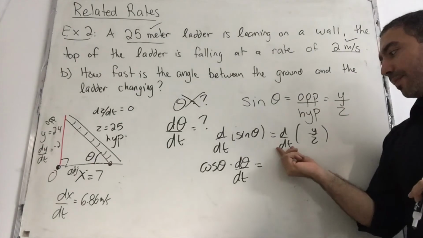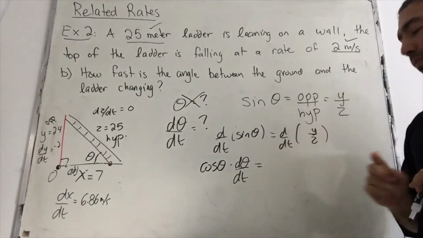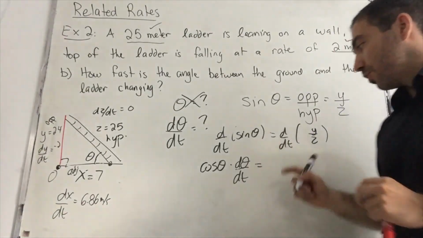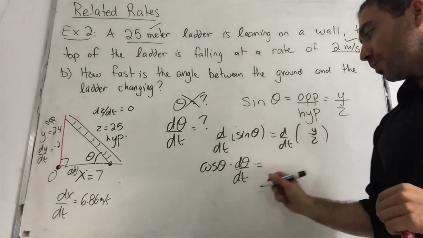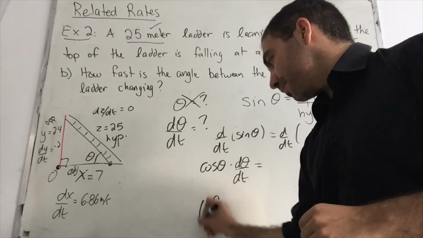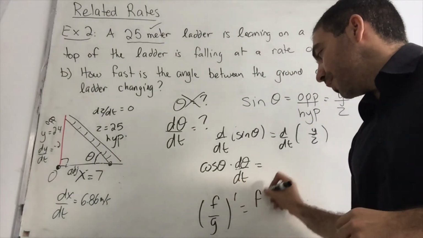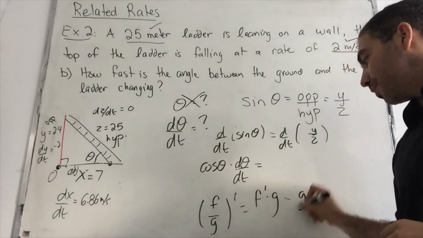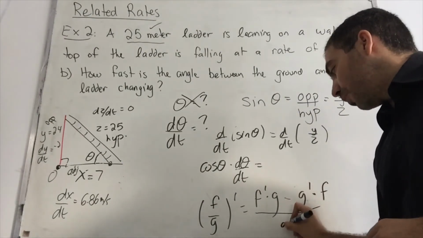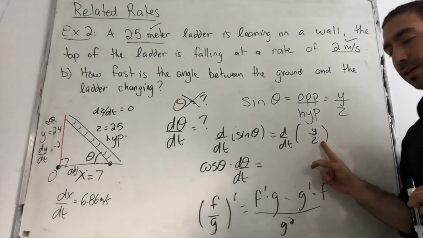And now we're taking the derivative with respect to time of y over z. So what we have here, y over z, is a quotient rule. Remember, quotient rule: (f over g)' equals the derivative of the top times the bottom minus the derivative of the bottom times the top, all that over the bottom squared. So that's what we have to do here on the right hand side.